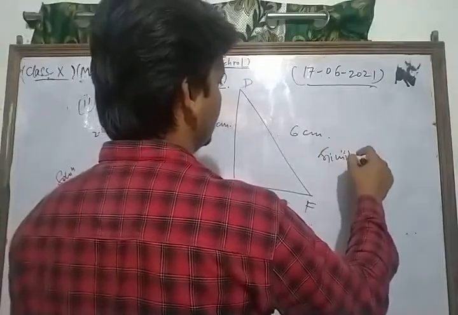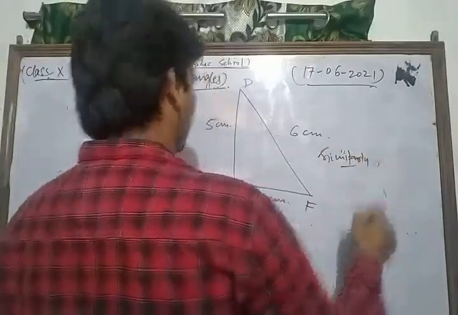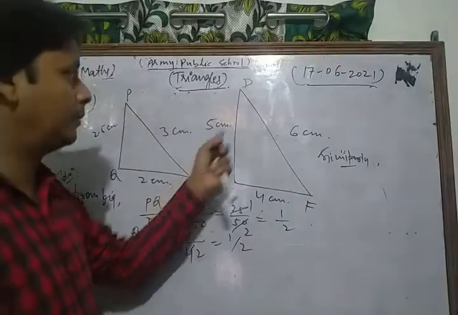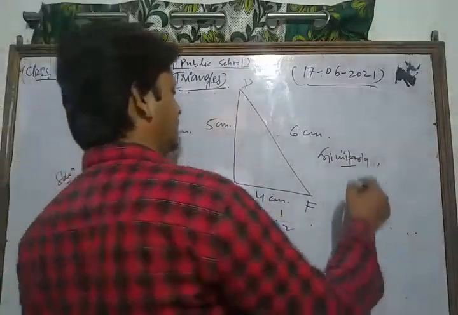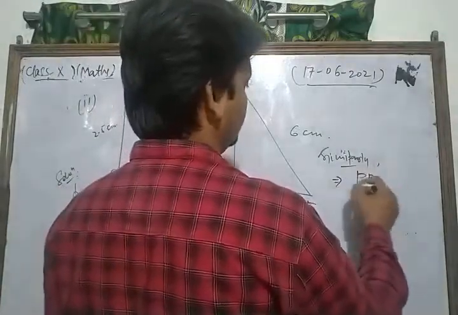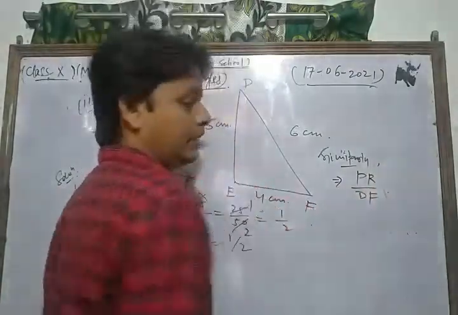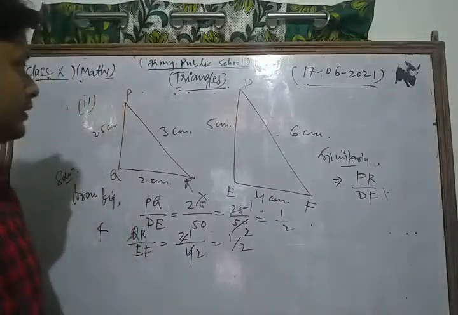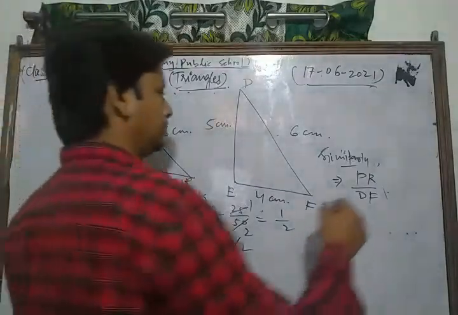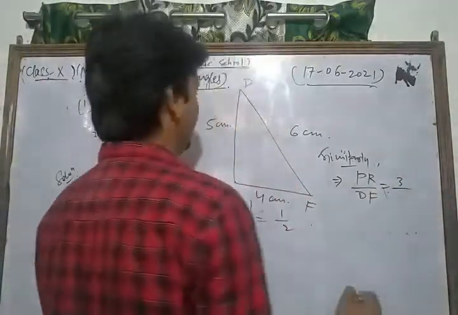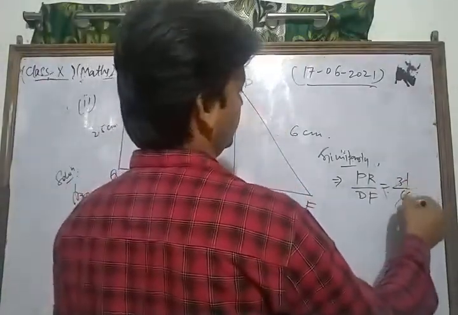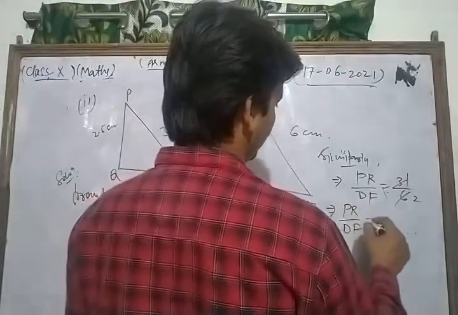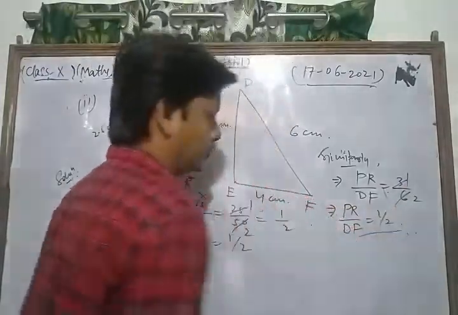Similarly, we find PR upon DF. Let's see. So PR is 3 upon DF is 6. So 3 1 is 3, 3 2 is 6. So in this way, the value of PR upon DF is also equal to 1 by 2.